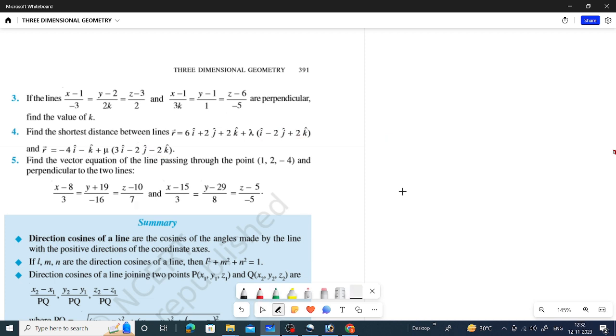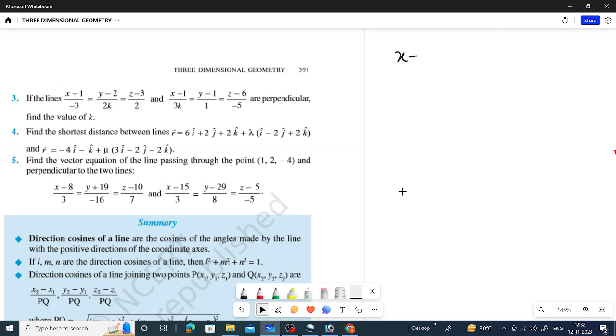The last question is question number 5. Find the vector equation of the line passing through the point (1, 2, -4) and perpendicular to the two lines. So first we take this part. Find the vector equation of the line passing through the point.